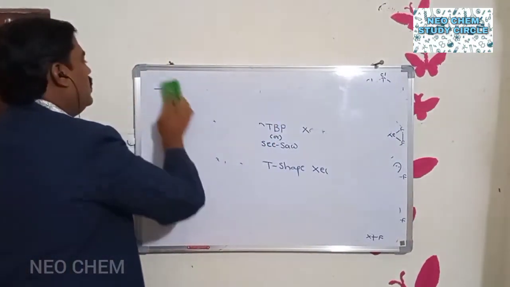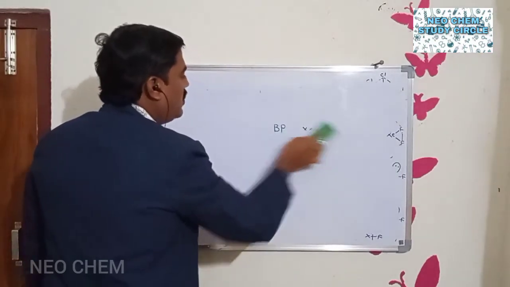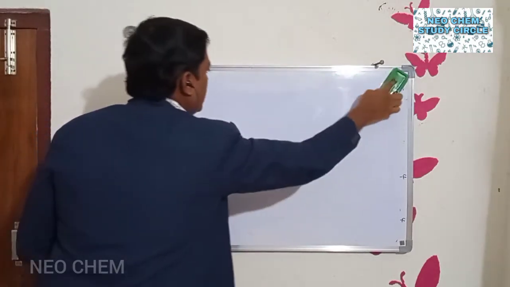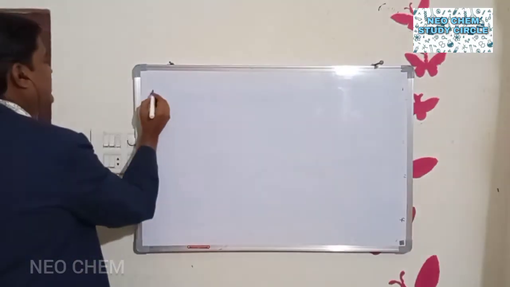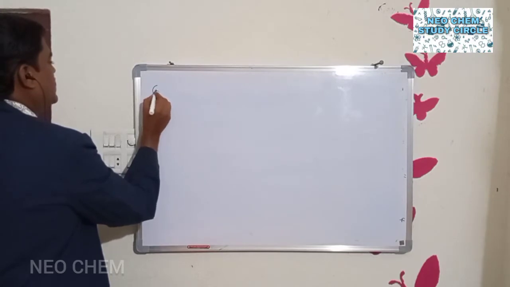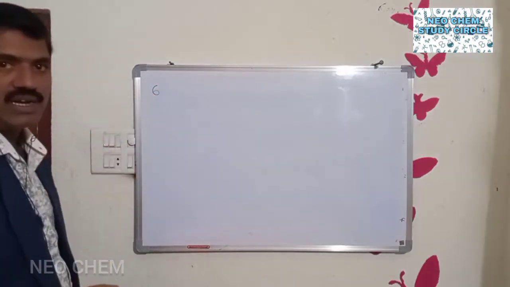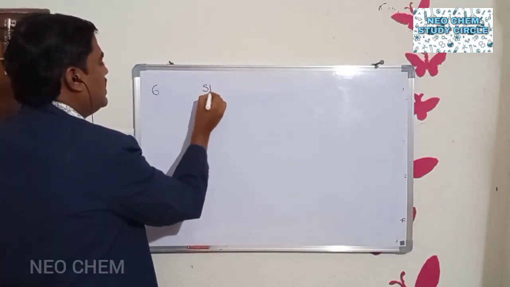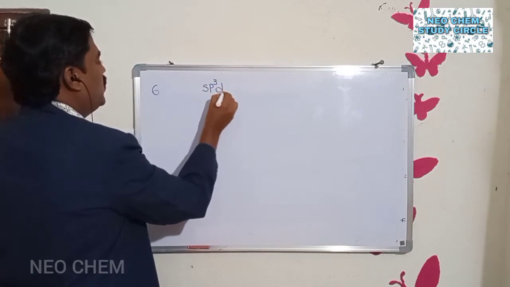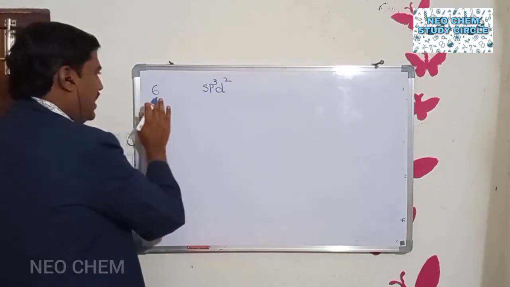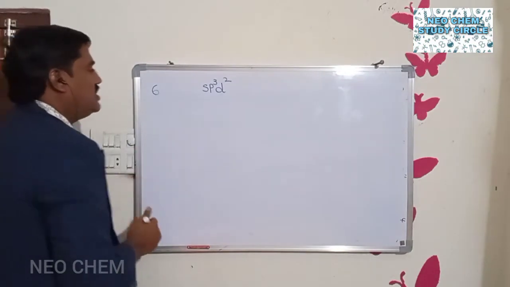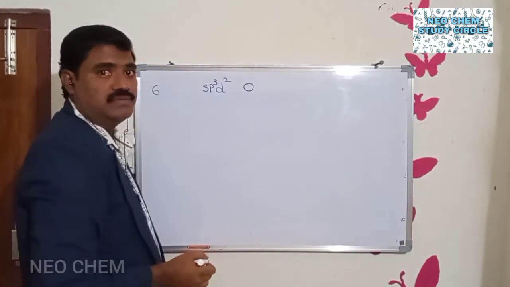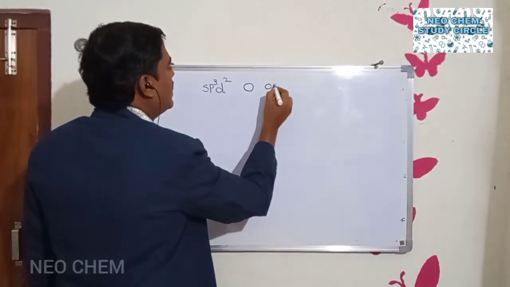Next, we will go to sp3d2 hybridization. First of all, if 6 electron pairs are present around the central atom, then we have to select the hybridization containing 6 orbitals, that is sp3d2. After sp3d2 hybridization, if there is no lone pair of electrons over the central atom, then the geometry is octahedral.